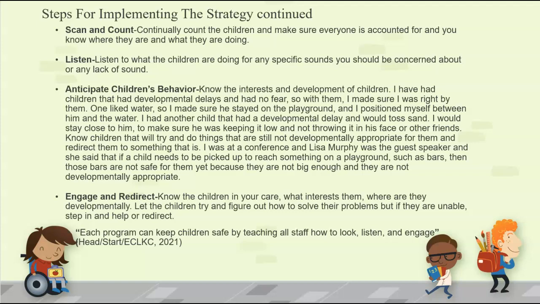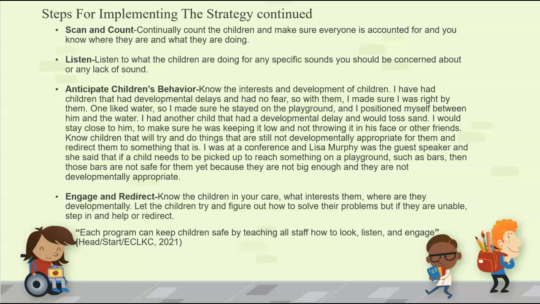Another thing that I do, and I learned this from Lisa Murphy, and this is especially on bars and stuff. If a child asks you to hand them up to the bars because they can't reach them, then that means those bars are probably not safe for that child, that they're too high and they're not big enough yet to use them, and it's not developmentally appropriate yet. So usually if they ask me to lift them up, I'm not going to do it because I know they're not big enough yet.